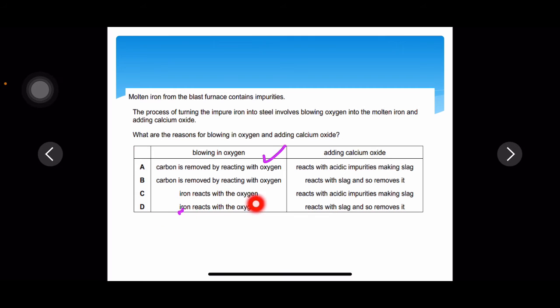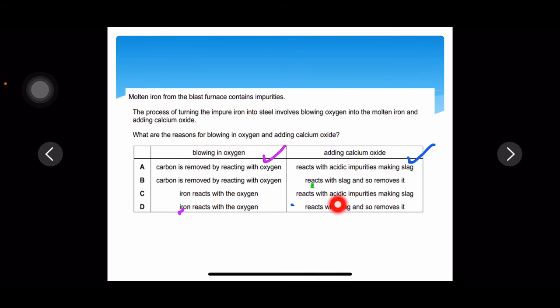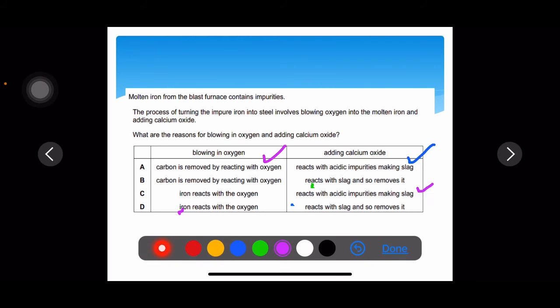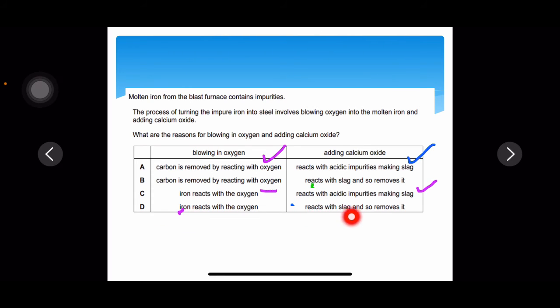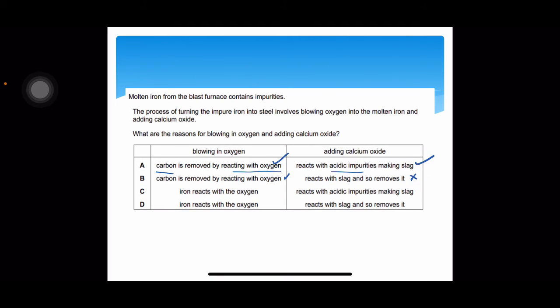Iron reacts with oxygen. Iron does not react with oxygen. Then comes here calcium oxide. It reacts with acidic impurity making slag. Yes, it seems to be correct. It reacts with slag and so removes it? No, it reacts with acidic impurity making a slag. Yes, but this part is not correct. It reacts with slag and so removes it? No. So option A is the right option.